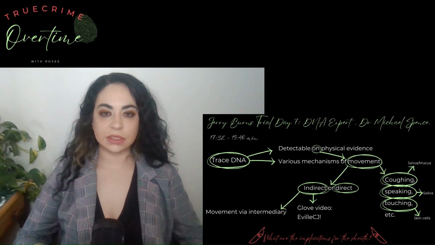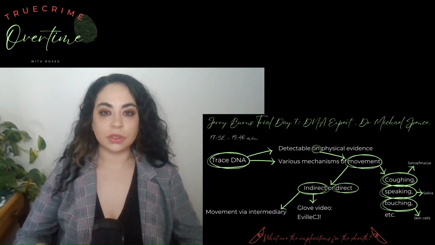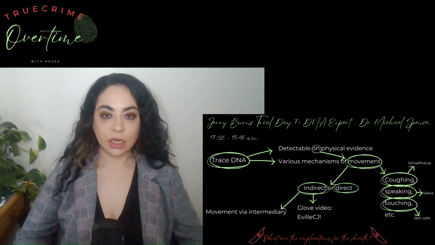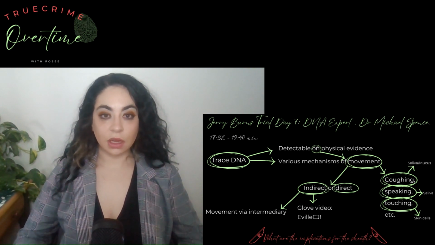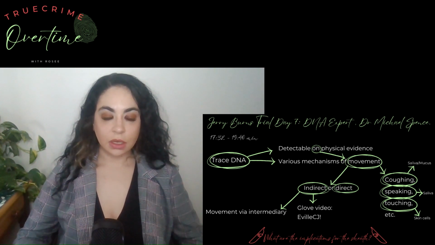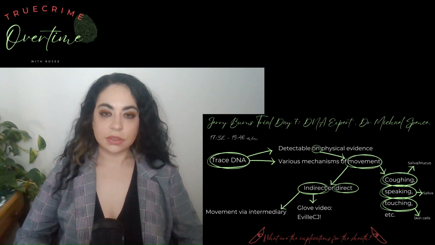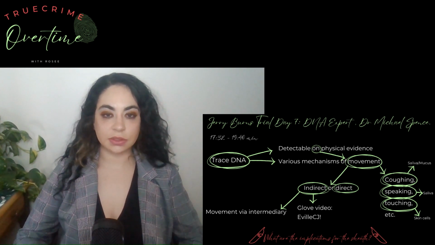So, in terms of these indirect mechanisms, they would need to involve a kind of intermediary for that movement. So, it's not a straightforward movement of DNA from one item to another. And if you haven't seen CJ's glove video, do go and watch that because it explains it quite well. It reminds me a little bit of the case of Lucas Anderson, which will also come up in this testimony more towards the end. So we're definitely going to get to that as well.